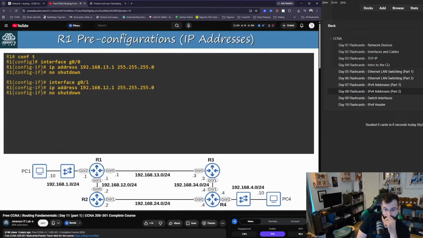Then I configured G0/1's IP address. Same process. Notice that while I was still in interface config mode for G0/0, I used the interface G0/1 command directly, without returning to global config mode first.